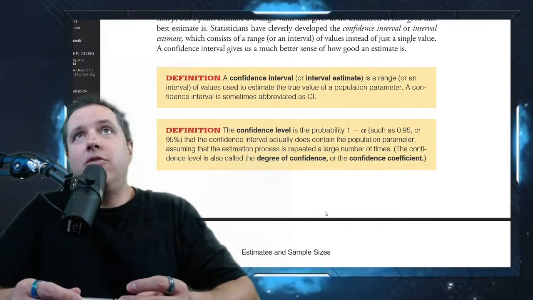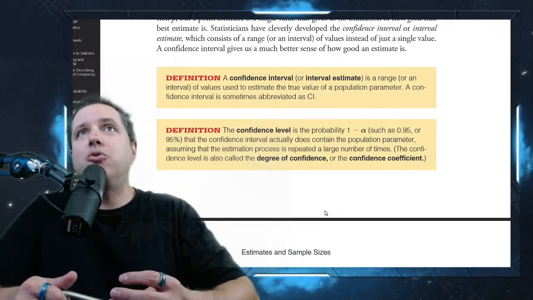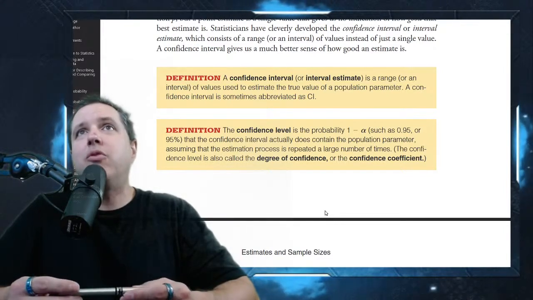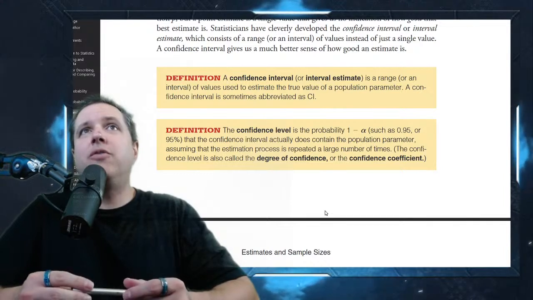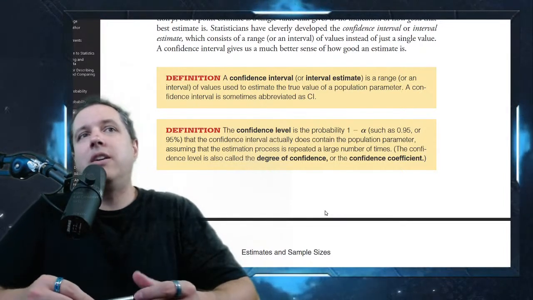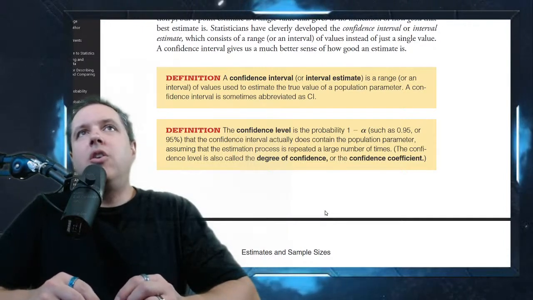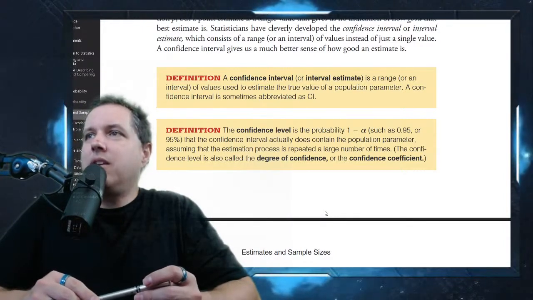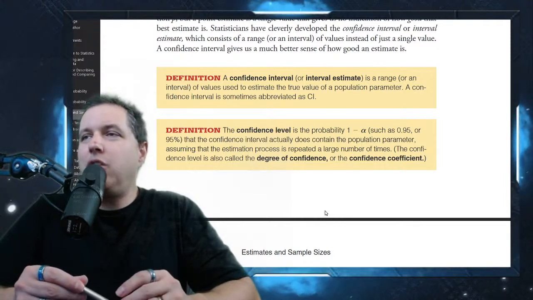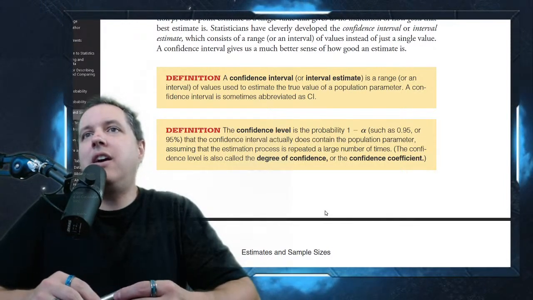A confidence interval is a range or interval of values used to estimate the true value of a population parameter. A confidence interval is sometimes abbreviated CI, confidence interval, right? So imagine that you're trying to estimate something and you can't hit it perfectly, but you can narrow it down to a range, right?